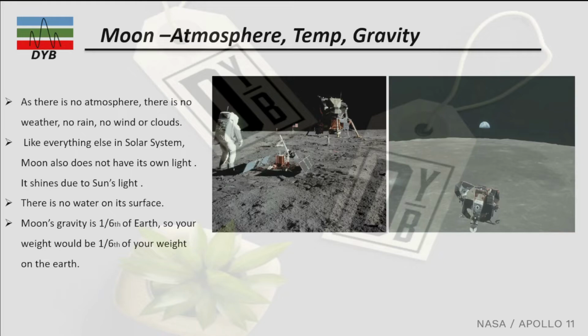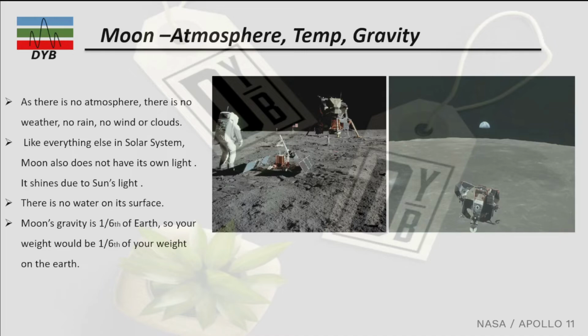So as mentioned, there is no atmosphere, so there is no water, no rain, no wind, and no cloud on the moon. Like everything else in the solar system, the moon also does not have its own light or source of energy. So it shines due to the sunlight. It reflects the sunlight when we are looking at it. And there is no water on the surface of the moon.